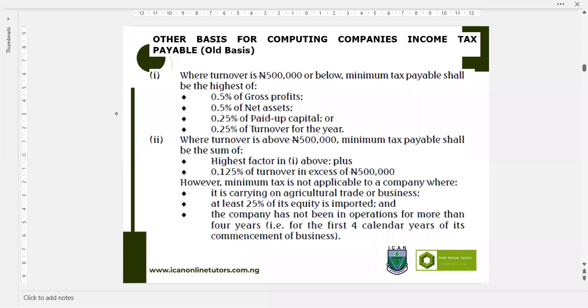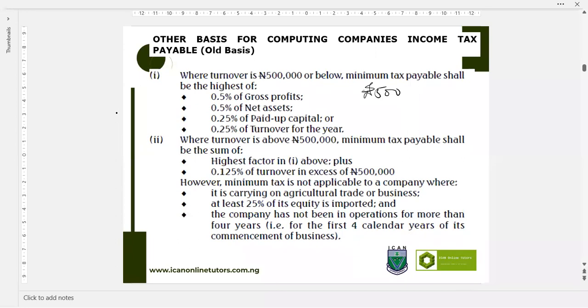So wherever turnover is 500,000 naira or below, then the minimum tax payable shall be the highest of 0.5% of gross profit. So if our gross profit is 1 million naira, if you do 0.5% of gross profit, what do you have? You have 5,000 naira.